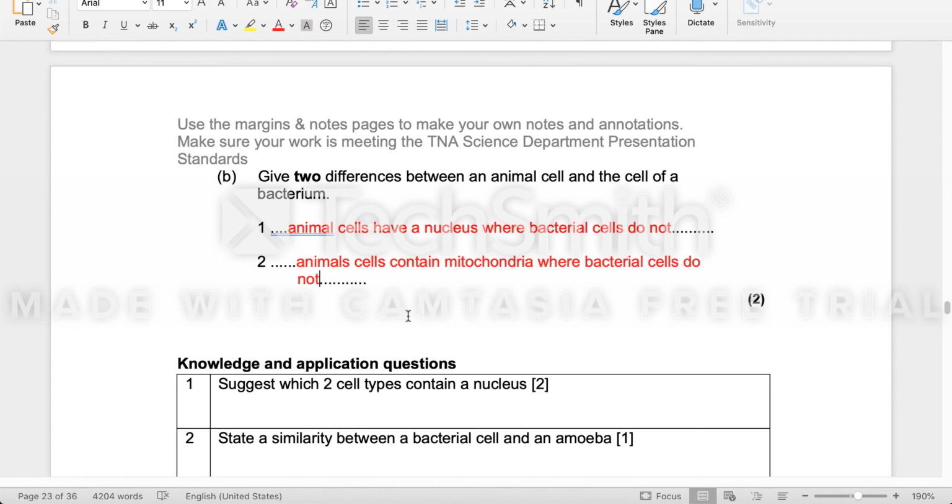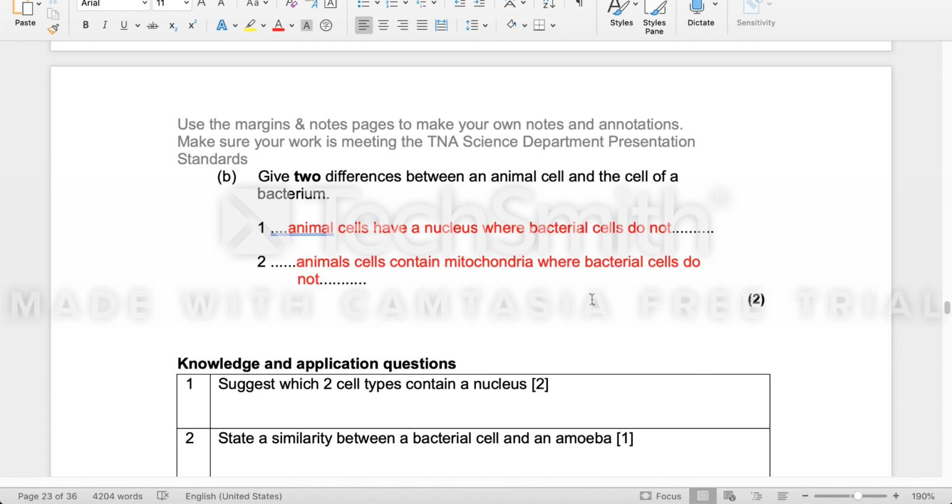So there you have it. Please make sure that if on an assessment, you had put animal cells have a nucleus, bacteria cells do not, and then put bacteria cells have genetic material in the cytoplasm, animal cells have it in the nucleus, that would only be worth 1 point because you're basically listing the same thing twice. Okay, so just be careful there that you're giving two very distinct differences.